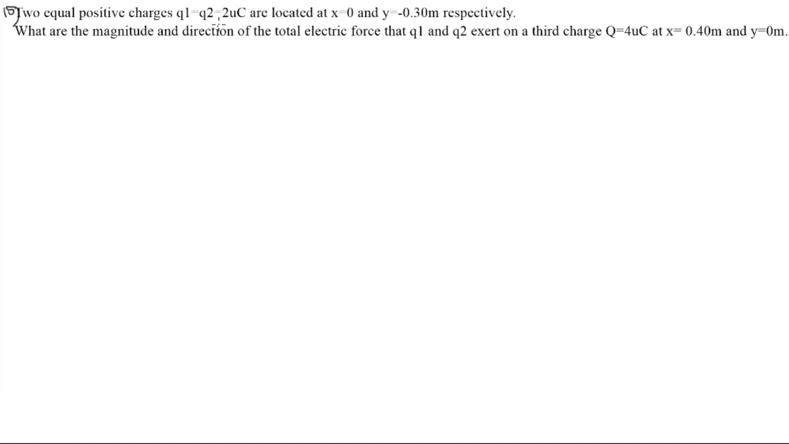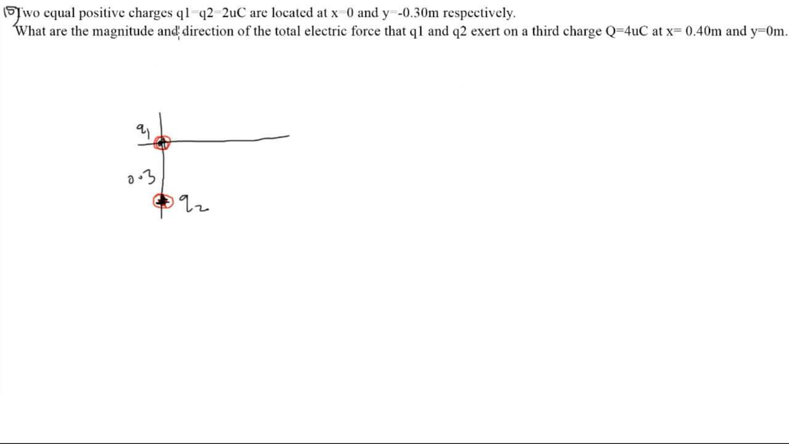Two equal positive charges, Q1 equal to Q2 equal to 2 microcoulomb, are located at x equal to 0 and y equal to minus 0.3 respectively. The first one is located here, and the second one is located there, and they are separated by this distance. The minus shows that it is along the negative y-axis. This is Q1, this is Q2.